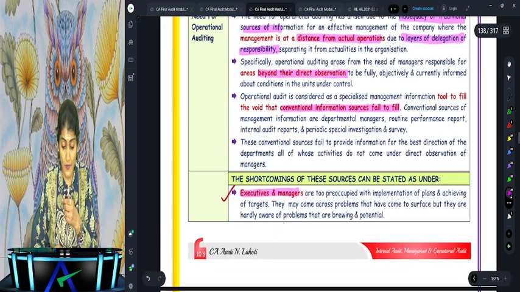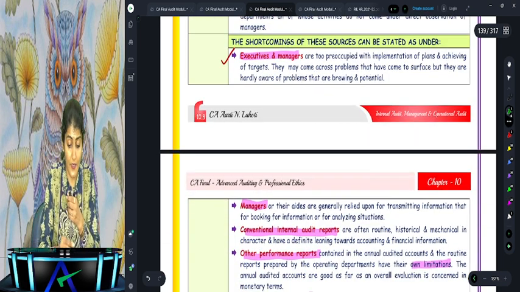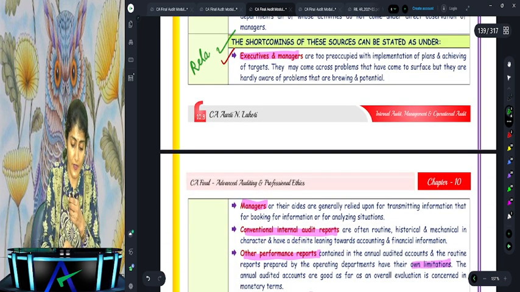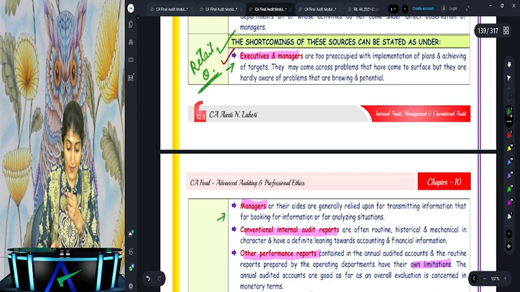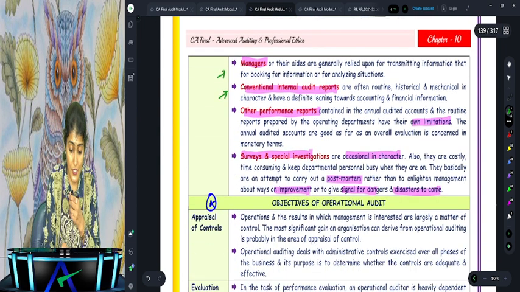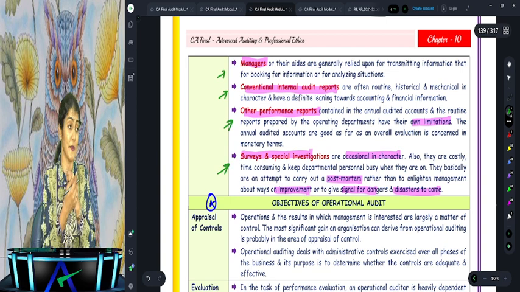Okay, so what does it say? The traditional sources of information fail to provide. What are the traditional sources of information? Can this be a question in your exams? Yes. What are the traditional sources? Executives and managers, then again the managers. Then the conventional internal audit report, other performance reports, and the surveys and special investigations.